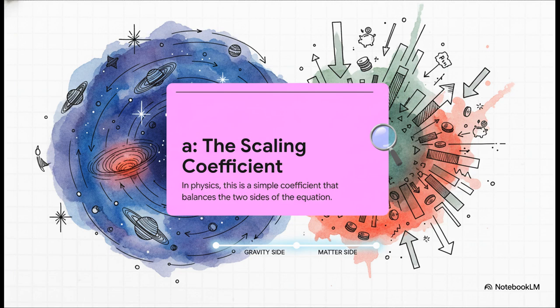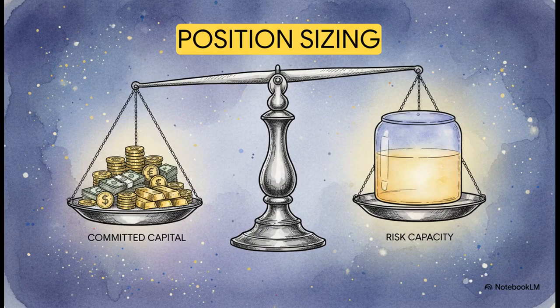In the physics equation, it's just a simple number that helps keep everything in balance, the gravity side and the matter side. So in the market, this translates directly to position sizing. A is that final balancing act. It represents how much capital is actually being put on the line versus how much risk the system can truly handle. It's the last slider that brings the whole thing into focus.